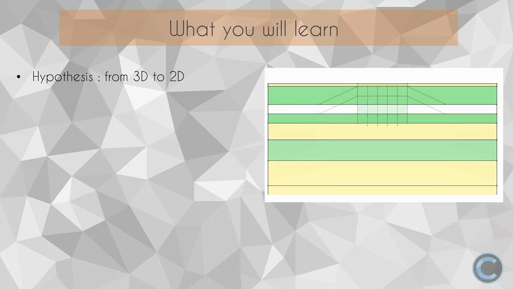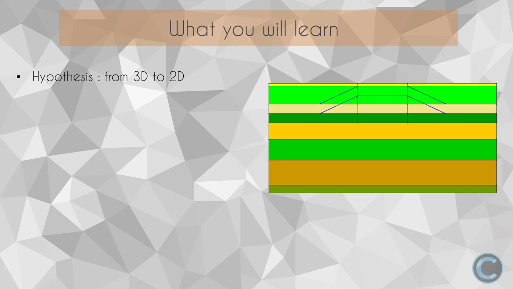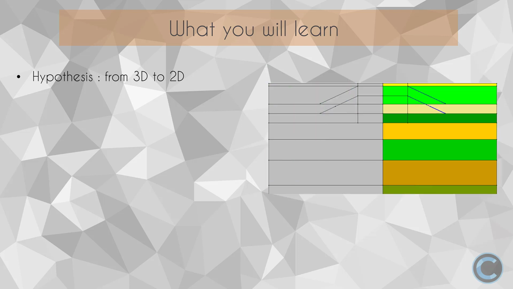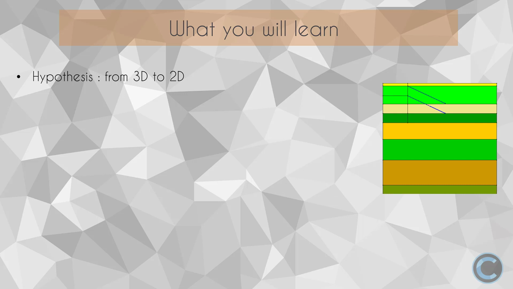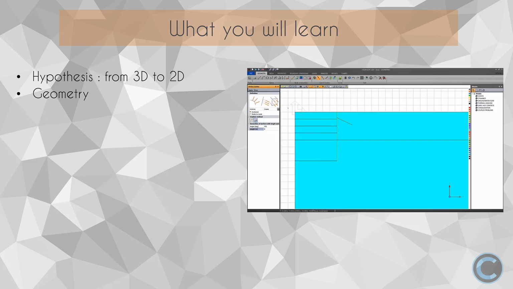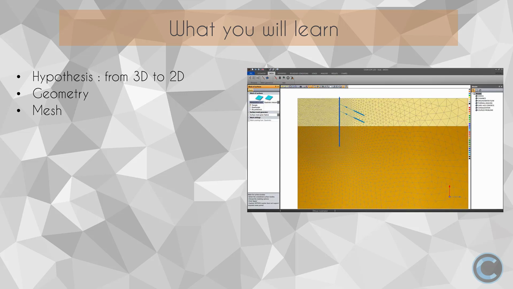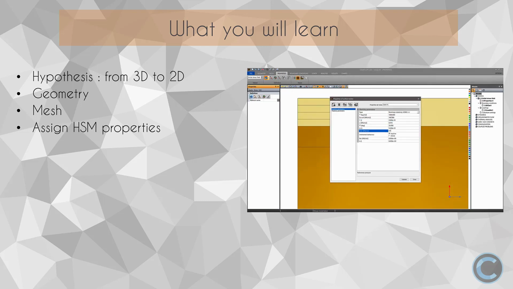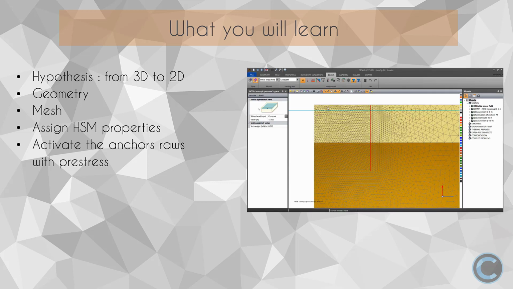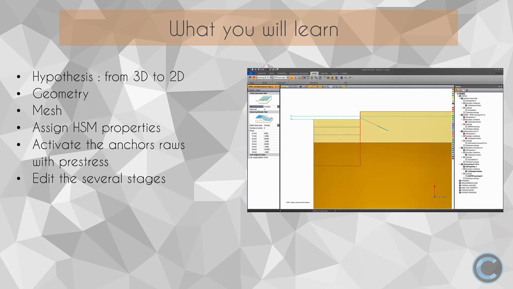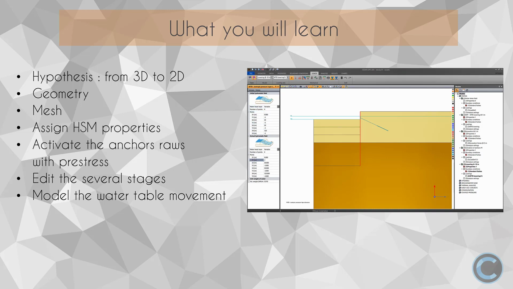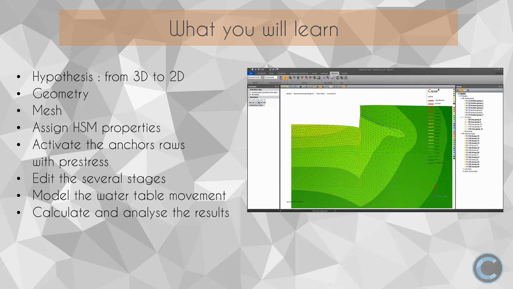Moreover, we point out that there is a horizontal symmetry. Therefore, the model that we will study is reduced to this geometry. We will therefore show how to edit the geometry, create the mesh adapted for the calculation, assign properties of the HSM constitutive model, activate the anchors with pre-stressing, edit the different calculation stages, model the movement of the water table, and finally, after the calculation, analyze the essential results.